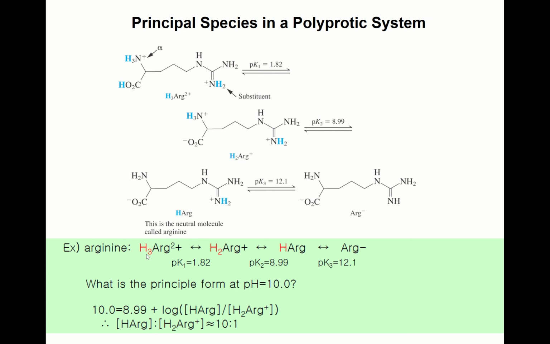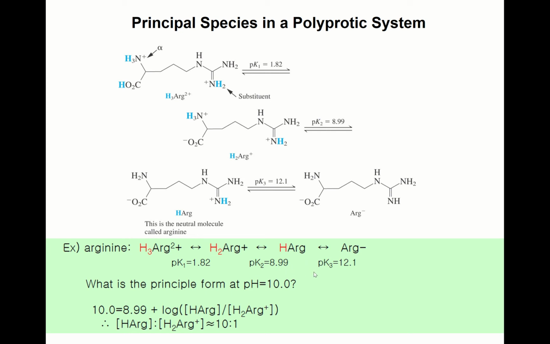In other words, we can write it this way. And the question is, what is the principal form at pH 10? pH 10 is between pK2 and pK3. So this one, HArg, monoprotonated arginine, is the principal species. We can calculate from this Henderson-Hasselbalch equation. Since pH is 10, 10 is between pK2 and pK3.